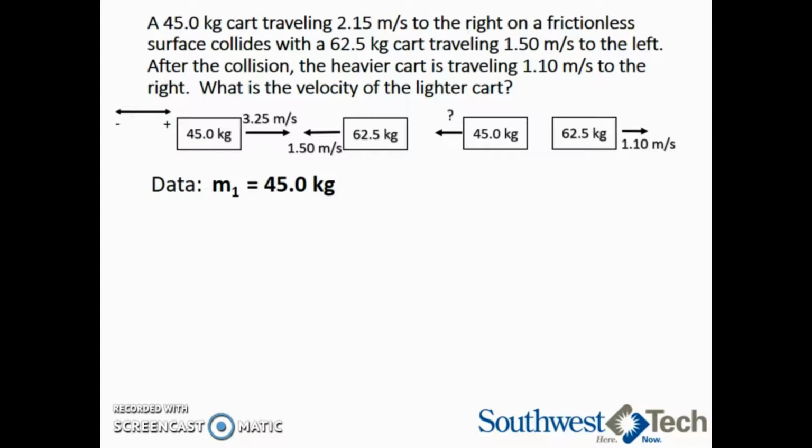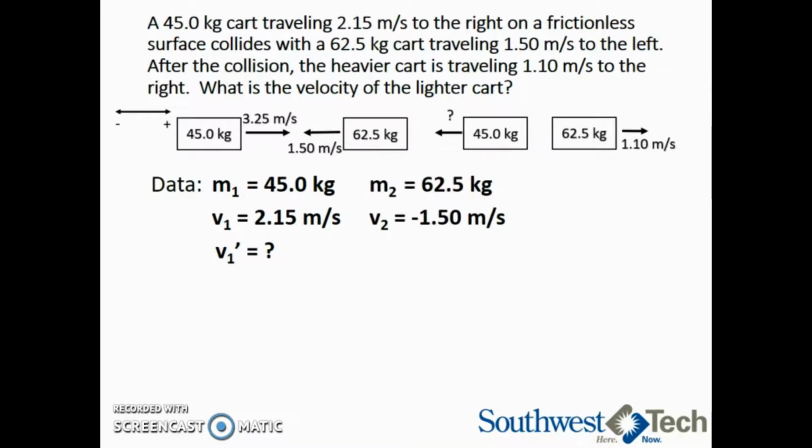M1 is 45 kilograms, V1 is 2.15 meters per second, and we are trying to find V1 prime, which is the velocity of cart 1 after the collision. We also know M2 is 62.5 kilograms, V2 is negative 1.5 meters per second, and V2 prime, or the velocity of cart 2 after the collision, is 1.1 meters per second.